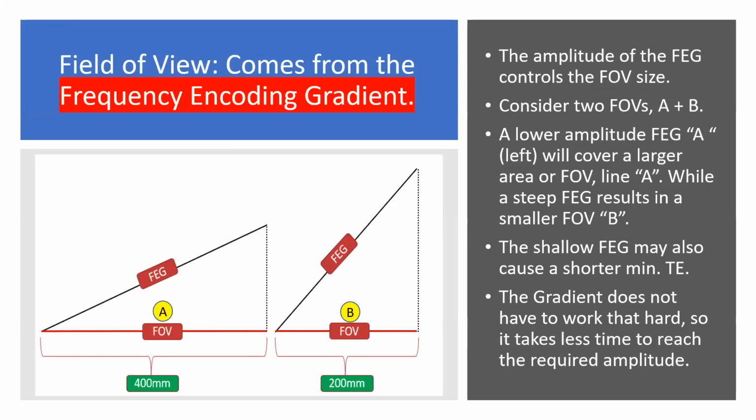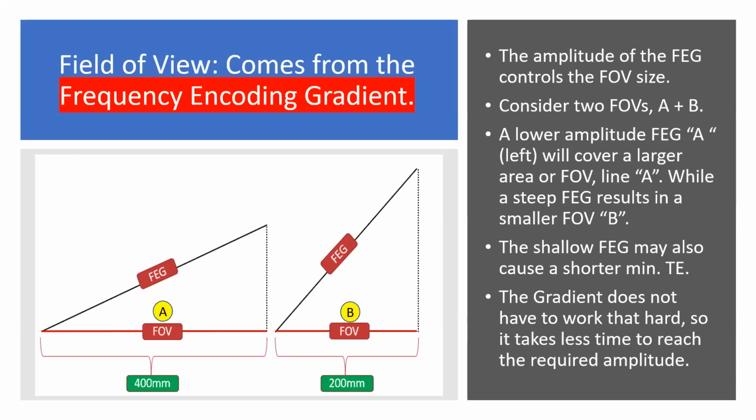So a shallow gradient is going to give you a big field of view. For example, 400, like it says right there. You're doing an abdomen, you're turning on a big field of view, so your frequency encoding gradient does not have to work that hard. But now I'm doing a brain. I'm doing a much smaller field of view, 200. That gradient has to turn on stronger in order to make that 200 millimeter field of view.